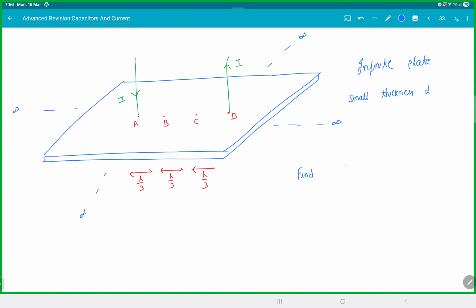I want you to find VB minus VC by I. What is this value? A, B, C, D are in a single line. Collinear points. There was something similar like this in one of the JEE questions. Modified it a bit. Resistivity rho.